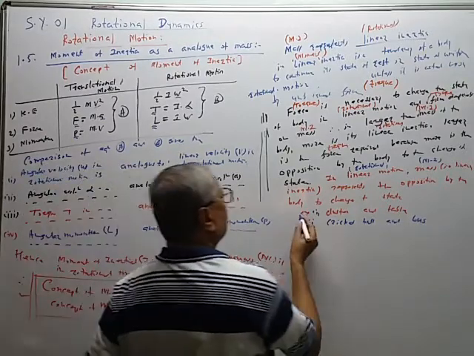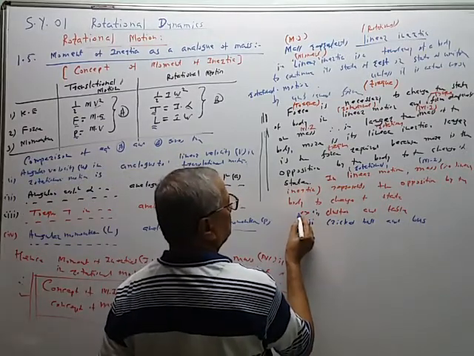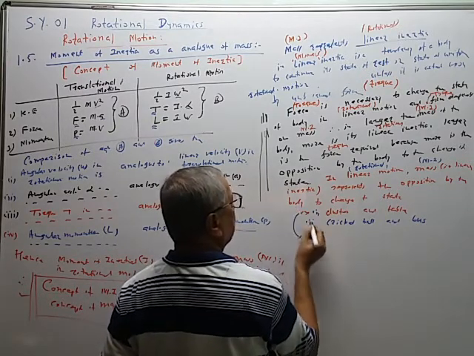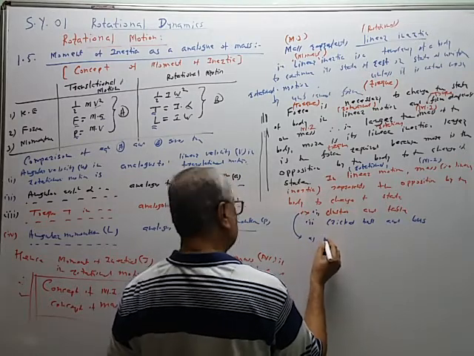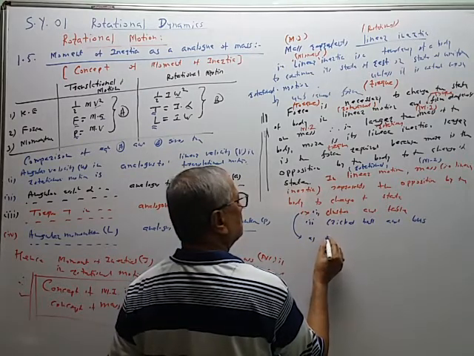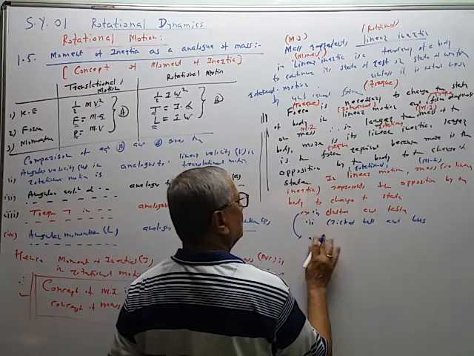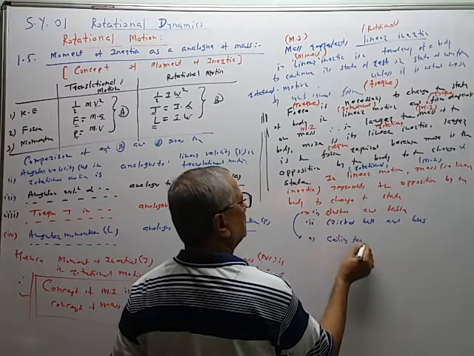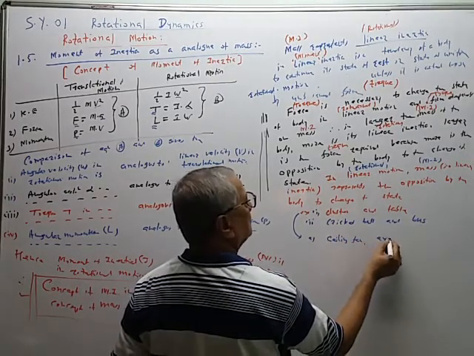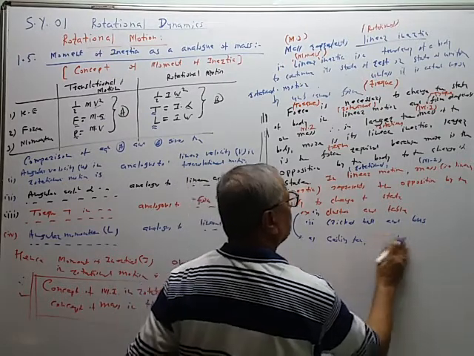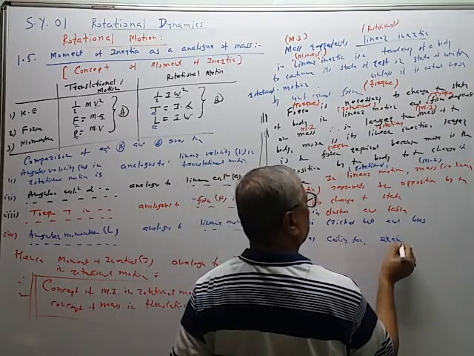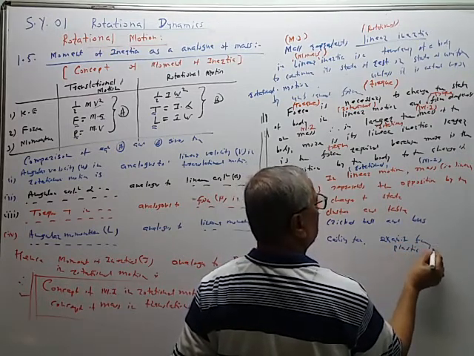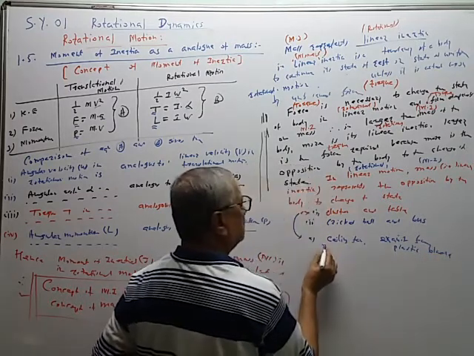So the corresponding examples are like this one. Corresponding example: ceiling fan and exhaust fan. Plastic blade, metal blade.